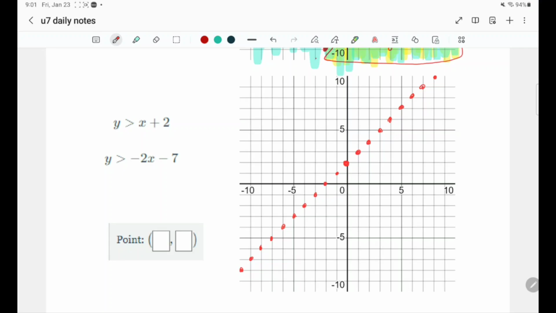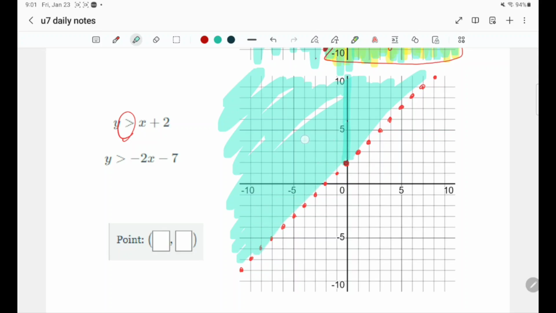Now I'm gonna look at my symbol and it is a greater than, and that means I'm gonna shade above. So I look at my y-axis and I'm gonna go above my line. Like I said, you probably won't have to do that every time, but it's good to know how, in case it's tricky. So that's everything above, and my line's pretty well dotted, so I'm good. But it is going to be a dotted line, not a solid line.